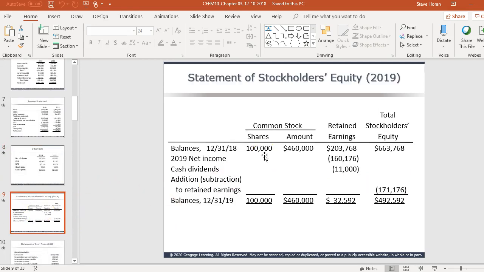So let's take a look at their equity statement. As we mentioned, the common stock didn't change. What did change is retained earnings. It went down for two things, the net loss and the dividends paid. So the net reduction was 171,176. So equity went down significantly in total.